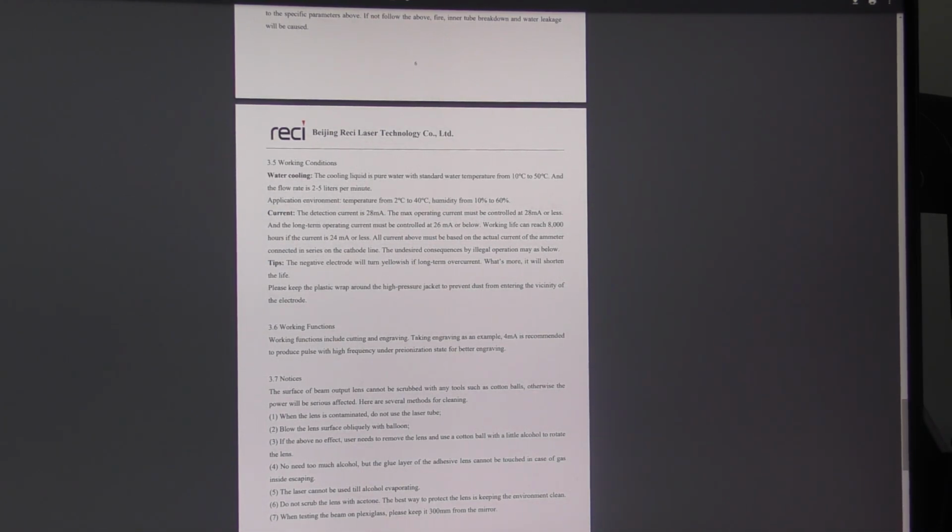I'm not going to mention the name because it may be tomatoes. Now, working conditions, cooling water, and I'll state this very carefully: water with standard water temperature from 10 degrees C to 50 degrees C and a flow rate of between 2 and 5 litres a minute. More in accordance with what I have found out, that I can push the tube for a large range of temperature and get very little power change.